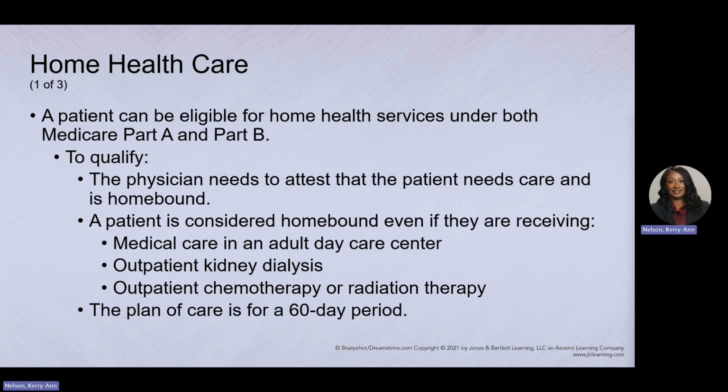A patient can be eligible for home health services under both Medicare Part A and Part B. To qualify, the physician needs to attest that the patient needs care and is homebound. A patient is considered homebound even if they are receiving medical care in an adult daycare center, outpatient kidney dialysis, outpatient chemotherapy, or radiation therapy. The plan of care is for a 60-day period.